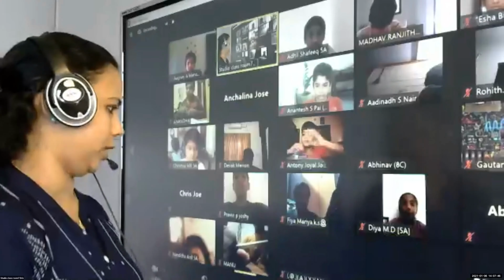So children, we know a decimal number has two parts. That is one whole number part, then one decimal point, then the decimal part. The whole number part we can also call the integral part. Integral part and whole number are the same. Then we write the decimal point, then the decimal places. Then we discussed the place value chart.